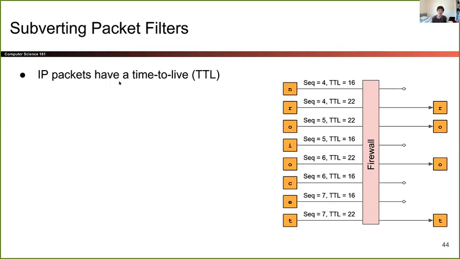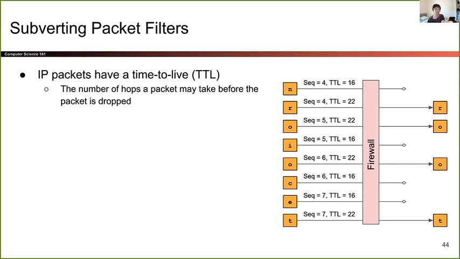IP packets have this idea of a time to live, which is really just how many hops a packet is allowed to take before the packet is dropped. This is really just to avoid infinite loops. The packet will just keep decrementing its time to live until it disappears. This way you don't get packets that are sent back and forth for the rest of eternity.